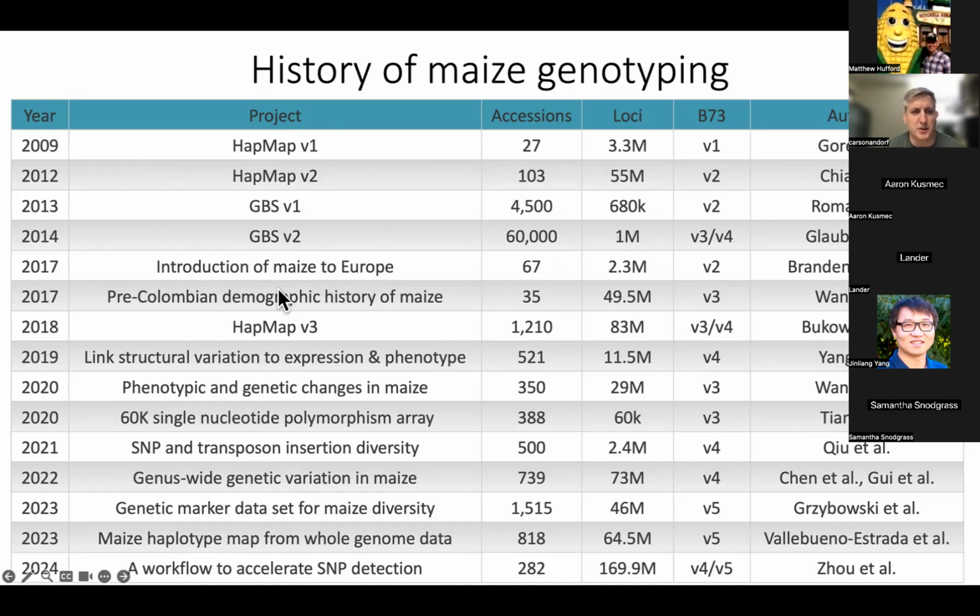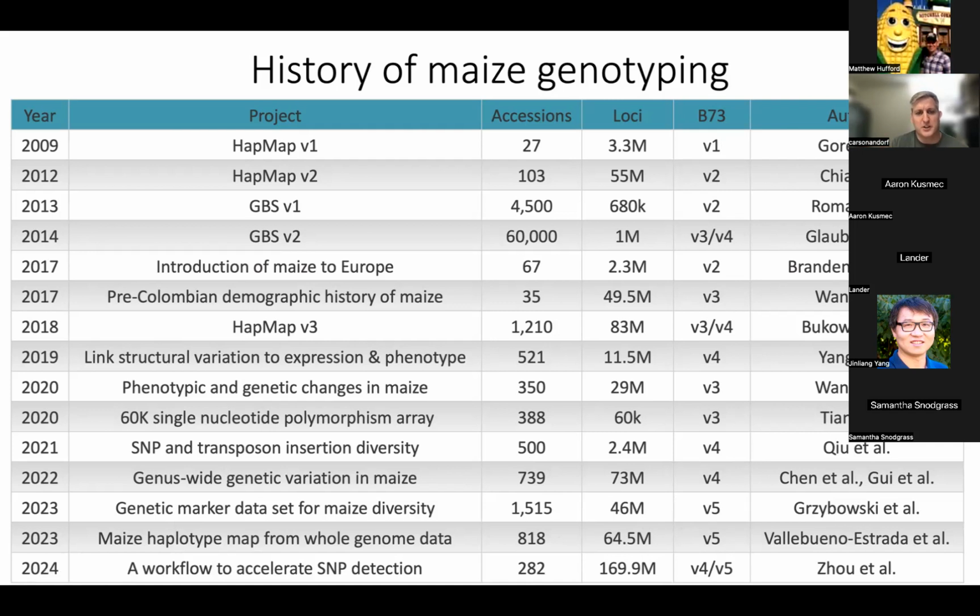And there are some other more targeted projects that are looking at specific sets of accessions. Another one that's noteworthy is last year, James Schnable's group from Nebraska Lincoln looked at about 1,500 maize accessions at 46 million. So it's kind of general, including some accessions that weren't resequenced before. And this column here also shows the version of B73 it was mapped onto.